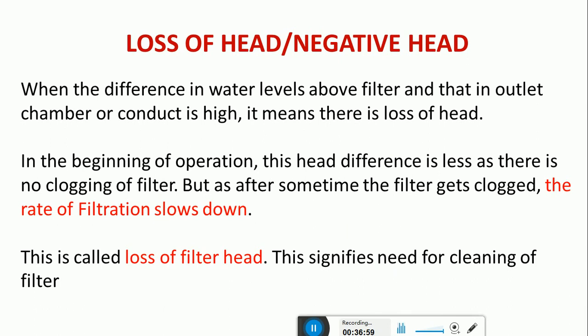To know the head loss, the difference in the water level above the filter and that in the outlet chamber of the conduit is high. That means there is a lot of head loss. In the beginning of operation, the head difference is less as there is no clogging of the filter, but after some time the filter gets clogged. Over a period of time, as the impurities clog the bed of the filter, the rate of filtration slows down. This is called loss of filter head. When the loss of filter head is more, this signals that we have to clean the filter.